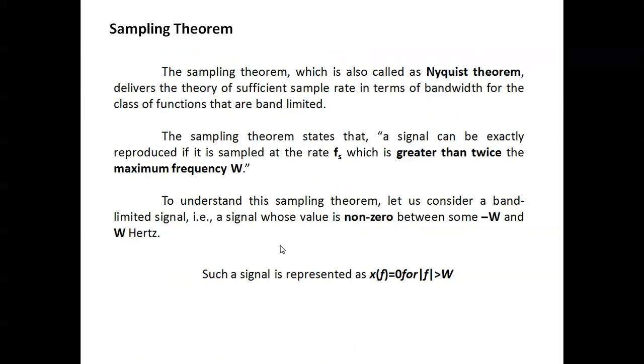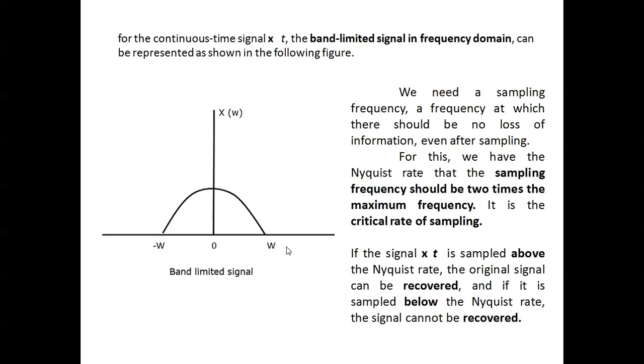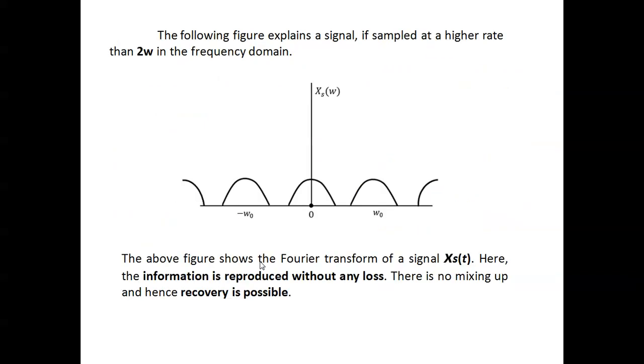The sampling theorem is also called the Nyquist theorem. The sampling theorem requires a sampling frequency greater than twice the maximum frequency. To understand this, we have to follow three steps. Step one: the sampling frequency is higher than twice the highest frequency. The frequency domain will look like this, with a gap between the information. So there is no loss of information, because when you go into reconstruction, recovery is possible since the gap is there.